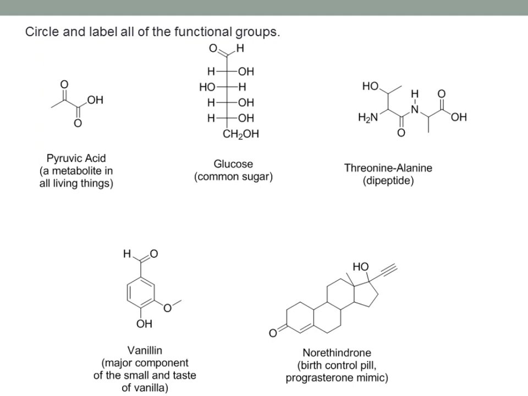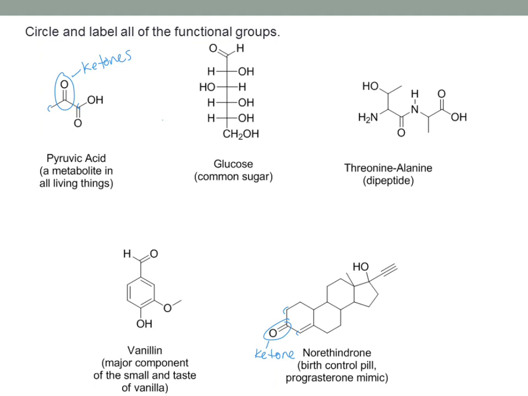So if I take a look at this one, let's start with the pyruvic acid here. I'm going to start with all my ketones. Try to find all of my ketones. I know that that's a ketone, because it's attached to 2 carbons. And that's not a ketone up here on glucose, because that's a different functional group. No ketones over on this dipeptide, no ketones on vanillin, but I do have a ketone here on that steroid. There's my ketone, because again, it's attached to 2 carbons.